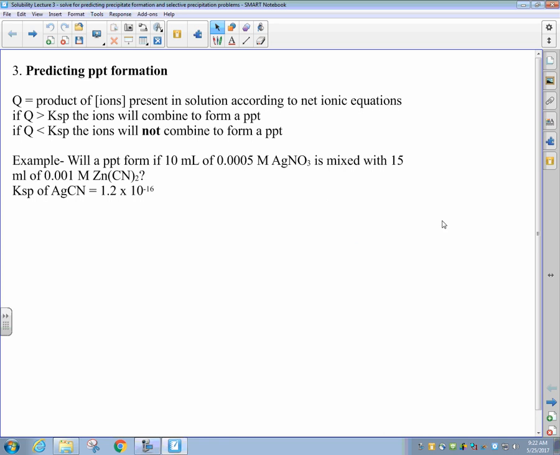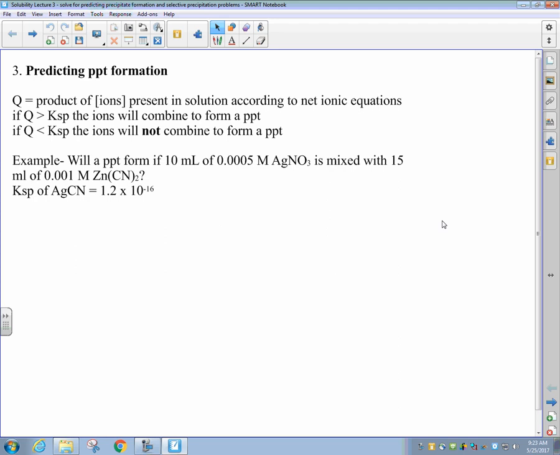Today's lecture will be on whether or not we can predict the formation of a precipitate and which substance will precipitate first, given KSP expressions and KSP equations. The first problem that we have is up on the smartboard here. We have predicting precipitate formation.